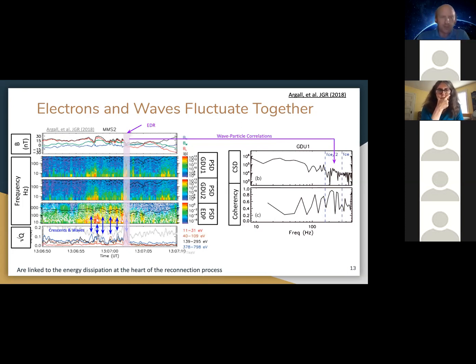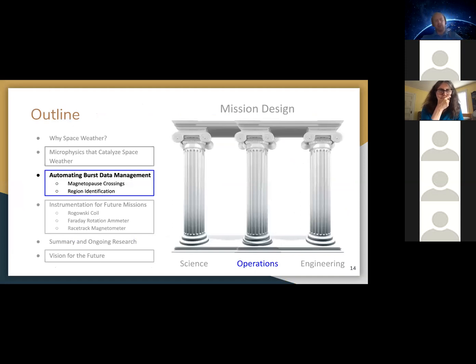So with that, I'll move on to the discussion of operations and my work using machine learning to automate our burst data management, so that those tiny snippets of burst data that I just showed in the previous science results are the right data to answer our science goals.